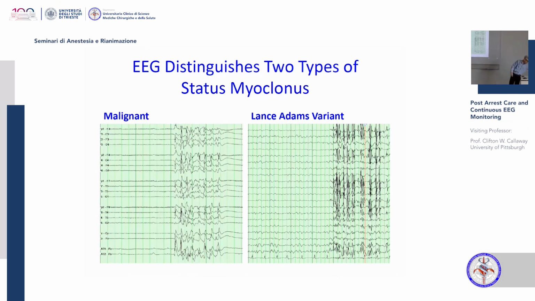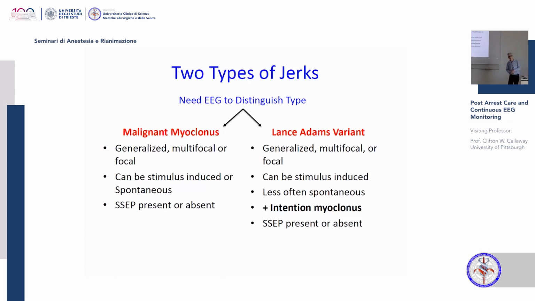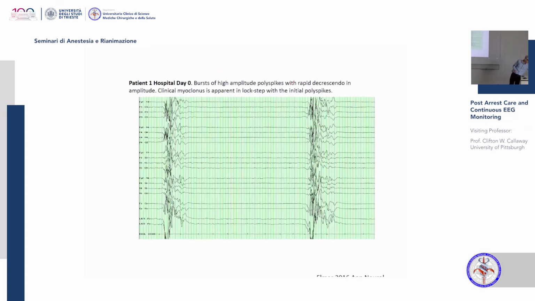And what happens for these is that the one on the right is malignant. It's malignant myoclonus. It's generalized. It can be stimulus-induced or not. So clinically, it's the same as Lance Adams, which can be generalized, can be stimulus-induced. SSEPs can be present or absent, and SSEPs can be present or absent in the Lance Adams. But the background is different. The EEG background is different. I'm going to show you a couple more pictures of it so you'll know it when you see it.